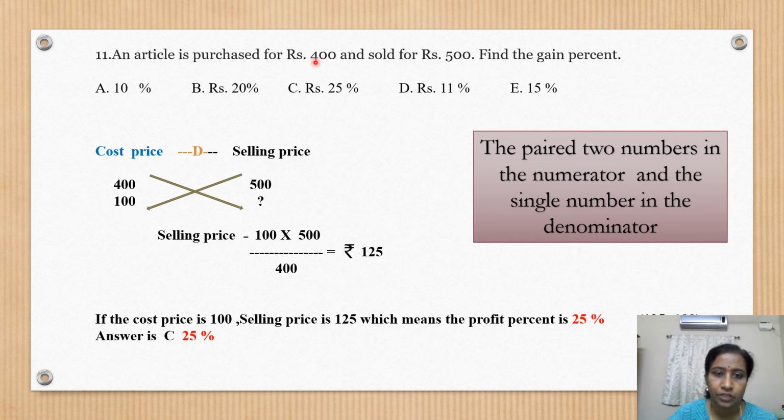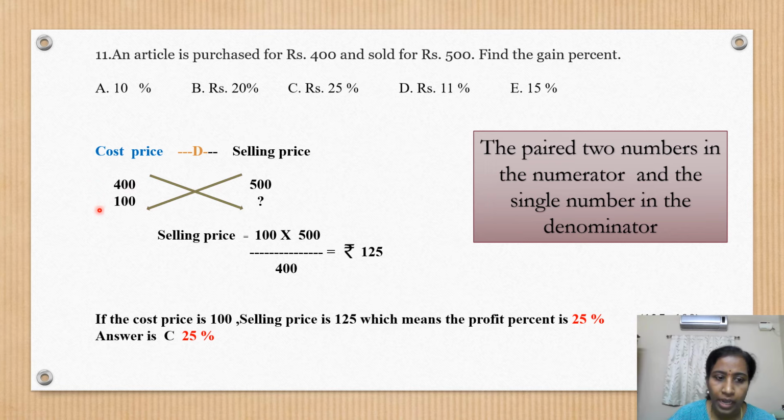It is purchased for 400 rupees and sold for rupees 500. Find the gain percent. Now I assume the cost price is 100 again here. So if the cost price is 400, the selling price is 500. If the cost price is 100, what is the selling price? The same X, two connected numbers in the top numerator and one single number in the denominator, you get 125 rupees. But the question is to find gain percent.